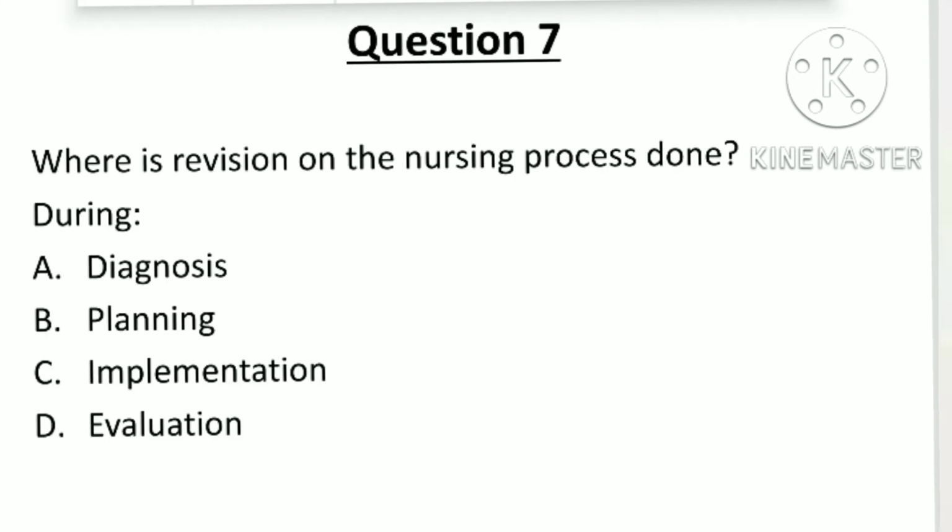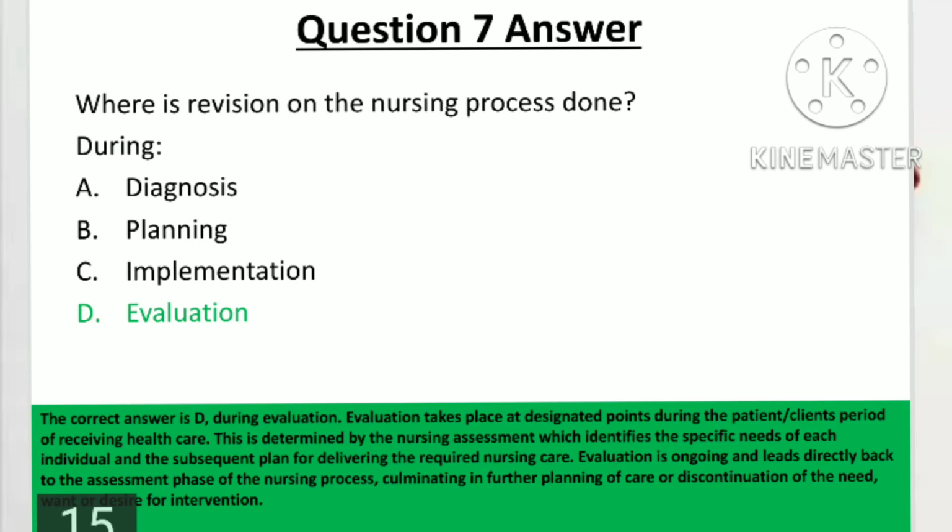Seventh question is, where is revision on the nursing process done? During A, diagnosis, B, planning, C, implementation, D, evaluation. They are asking in which phase you can do some revision. So let's see the option. So the answer for question 7 is D, evaluation. The reason is given, just try to read and familiarize it.